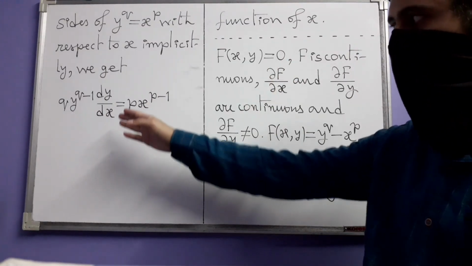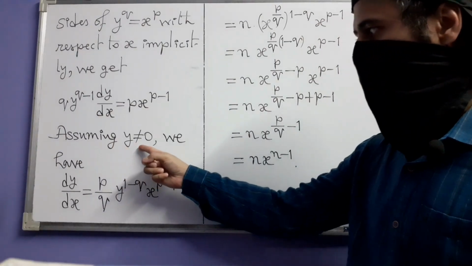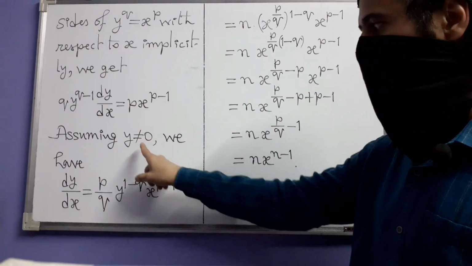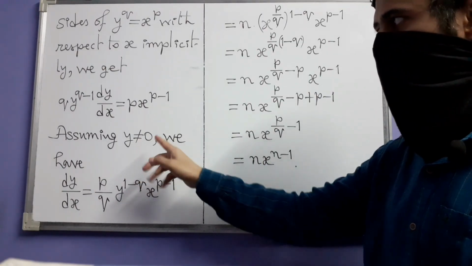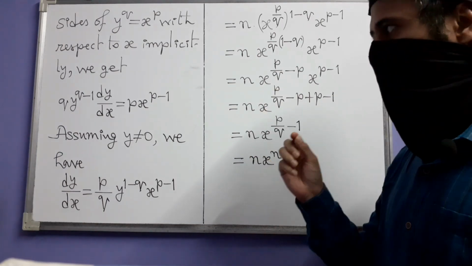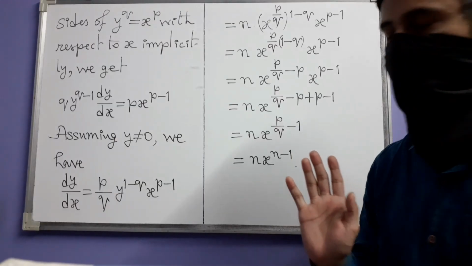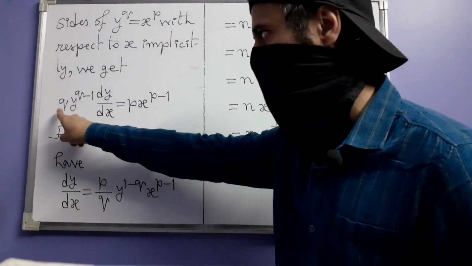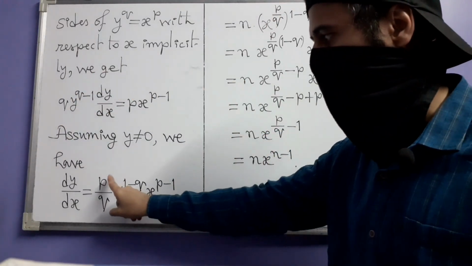Now from here we will find dy/dx. So assuming y to be non-zero, we next have this. The question is, can we make this assumption? Yes, we can make this assumption, because what is y? y is x to the power p divided by q. If we avoid the input x equal to 0, then y is never going to be 0. So with that assumption, we can divide both sides by q times y to the power q minus 1. And if you do so, this is what we get.